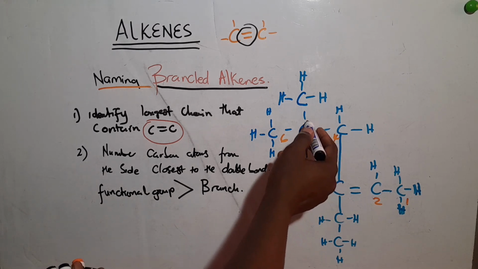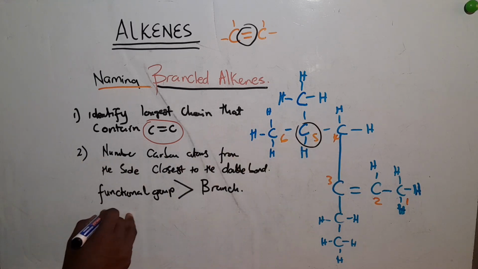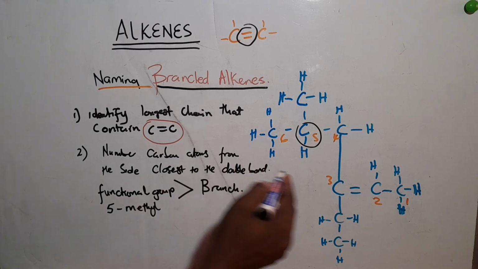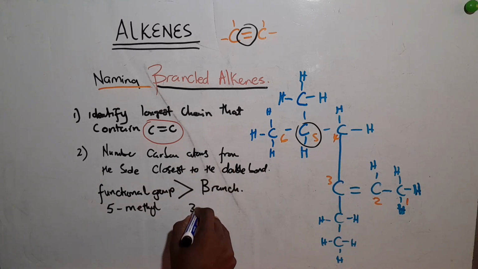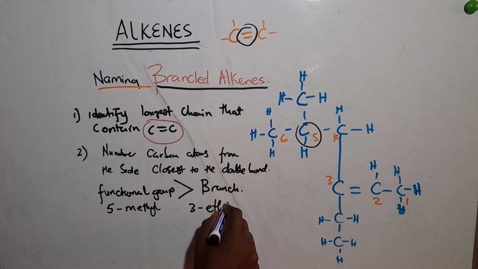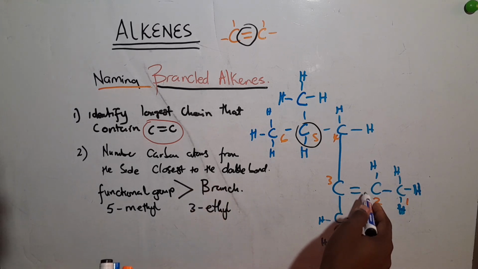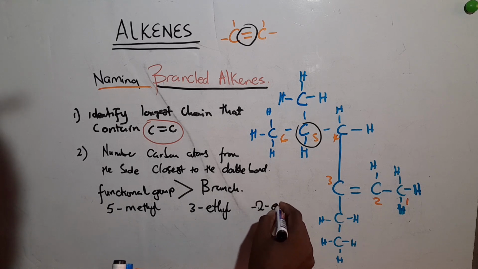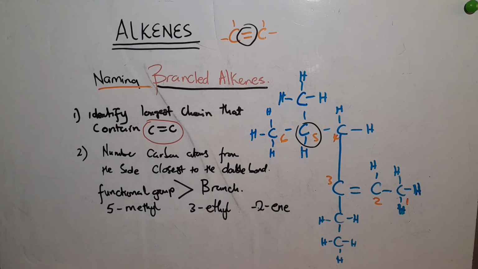So at carbon number 5, we have a methyl. And on carbon number 3, we have an ethyl. And lastly, our double bond is coming on carbon number 2. And what is the longest chain? We said it is 6 carbons, and with 6 carbons, we know the parent name will be hex. That's the parent name. So how are we going to put this name together now?